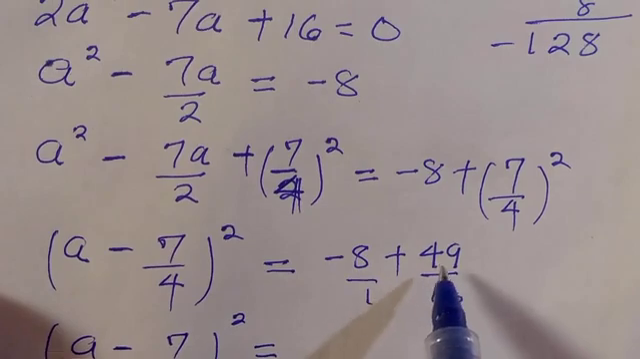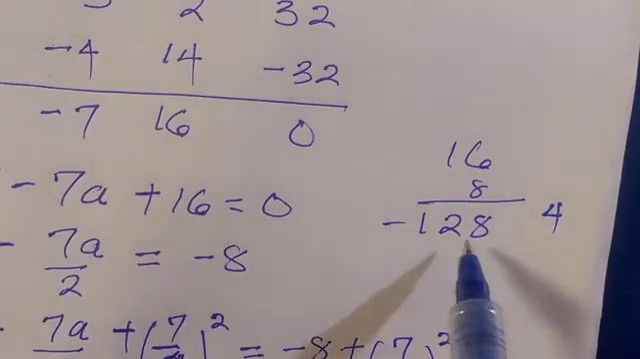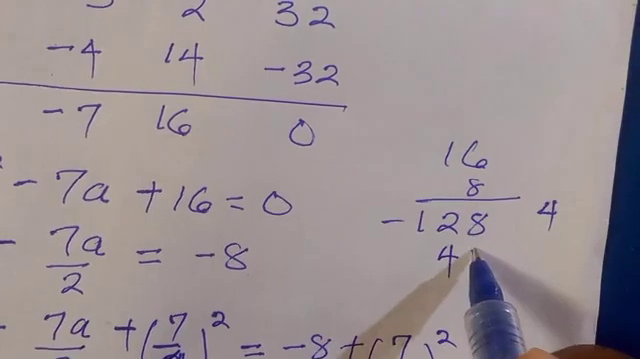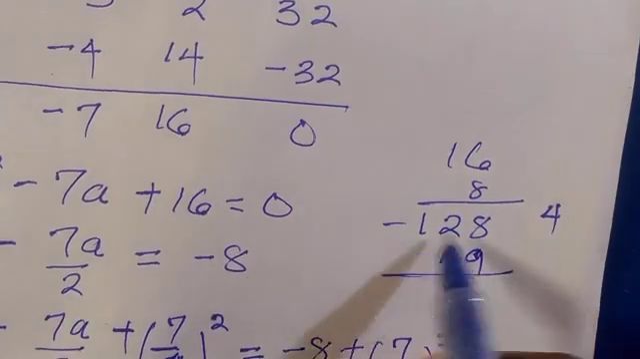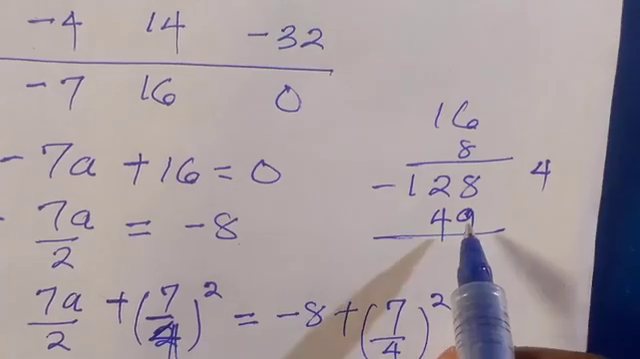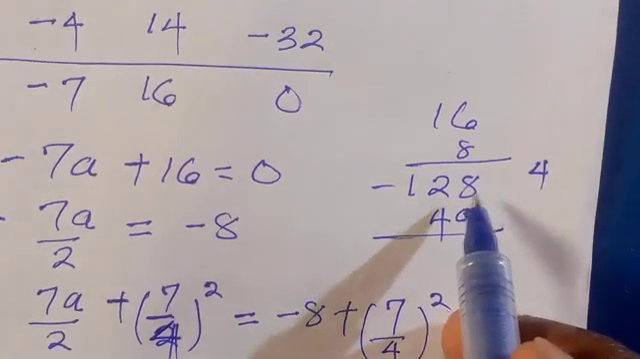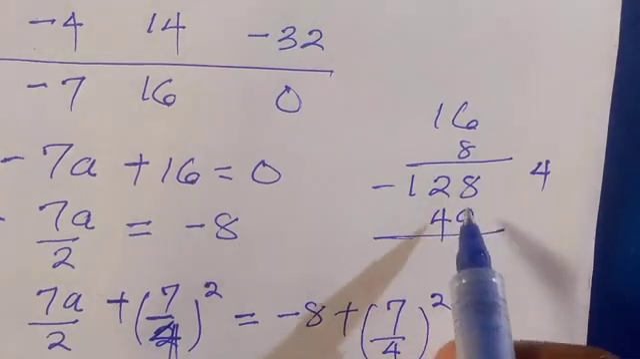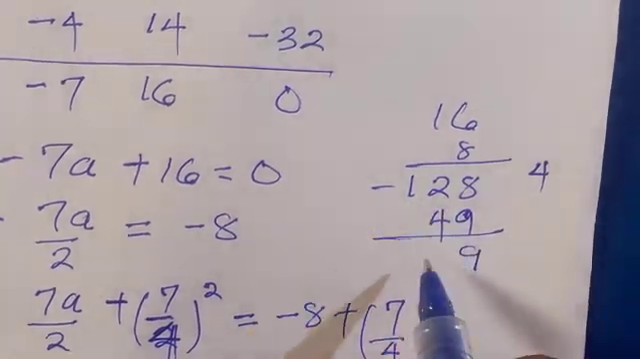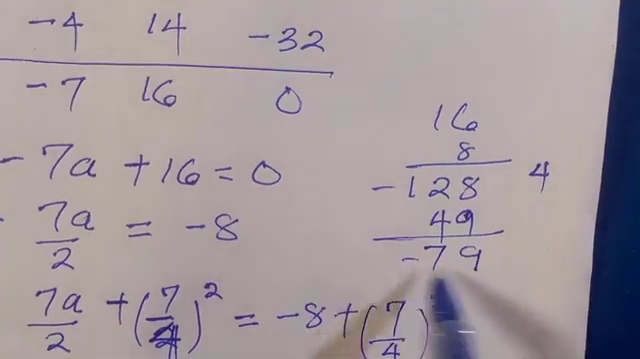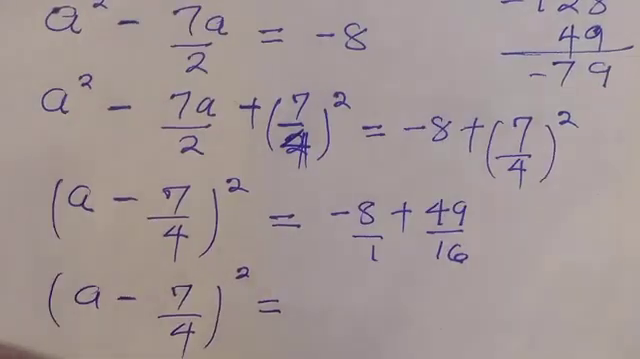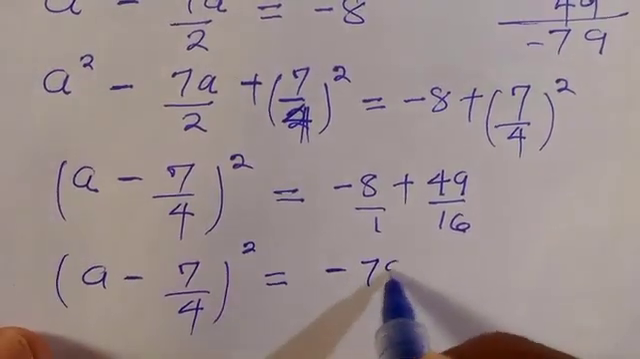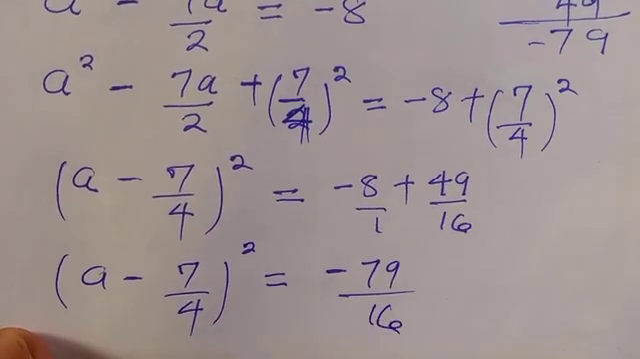And when we add 49 with this one, let's do that. Plus 49, which means we are taking out this 49 from here. Taking out this is not possible. So what we do is we lend 1 from here, and when we take out this, we get 9, and the remainder of this is 7, which means we have minus 79. So we have minus 79 divided by 16.